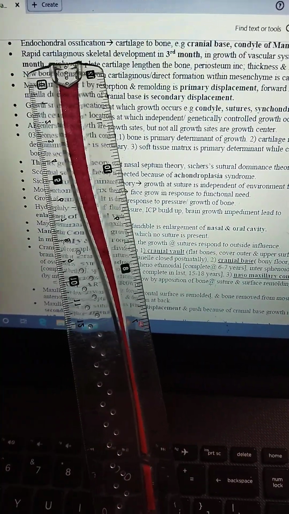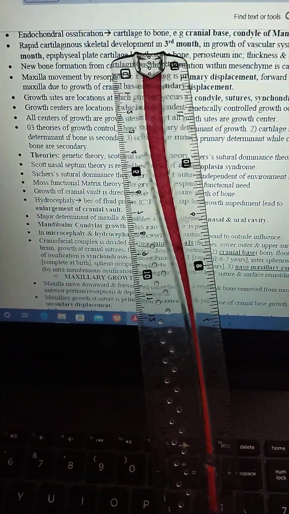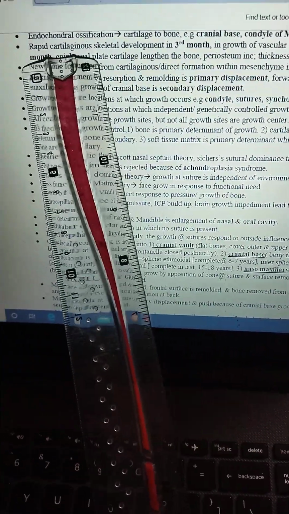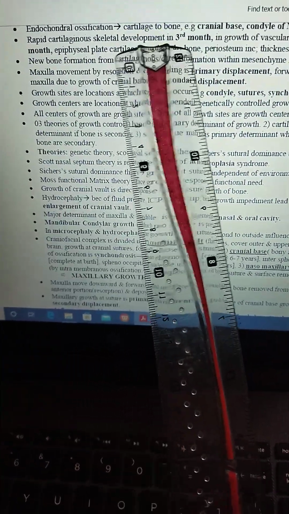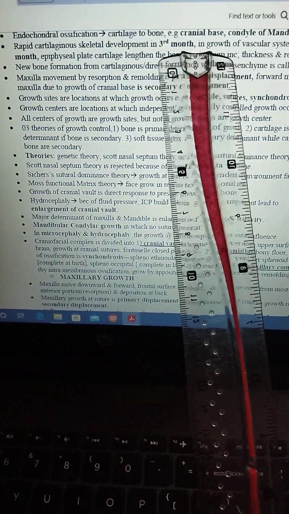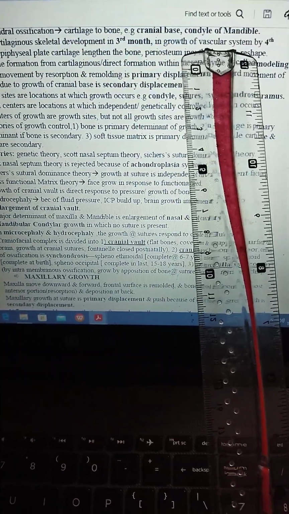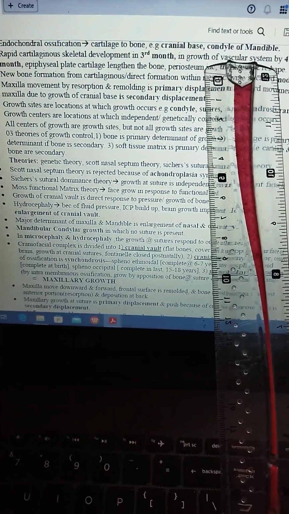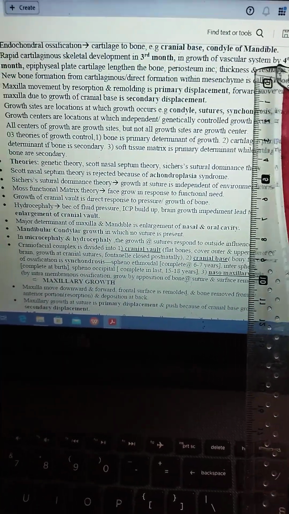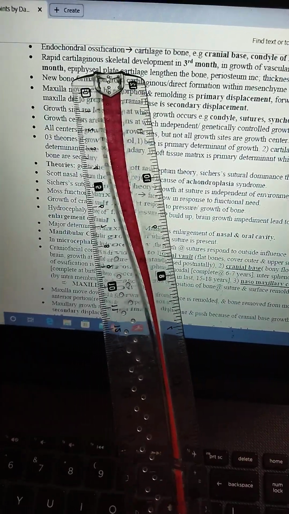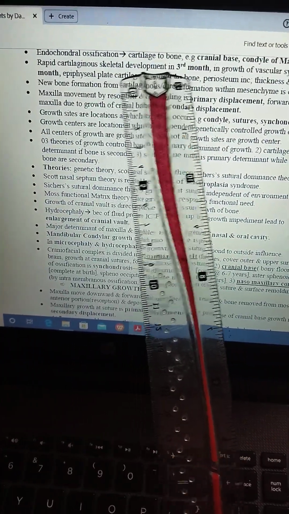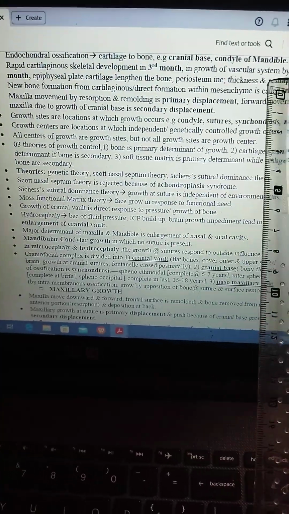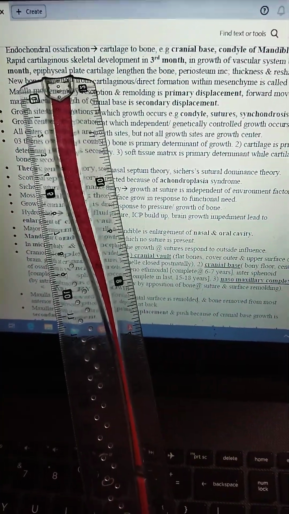Rapid cartilaginous skeletal development occurs in the third month. The growth of the vascular system is rapid by the fourth month. First is rapid cartilaginous skeletal development, and second is the vascular system, which is by the fourth month.